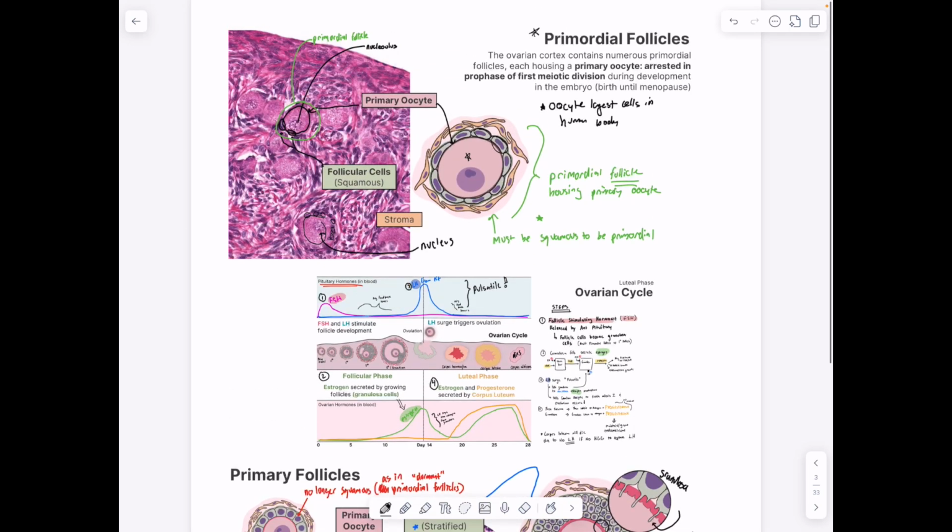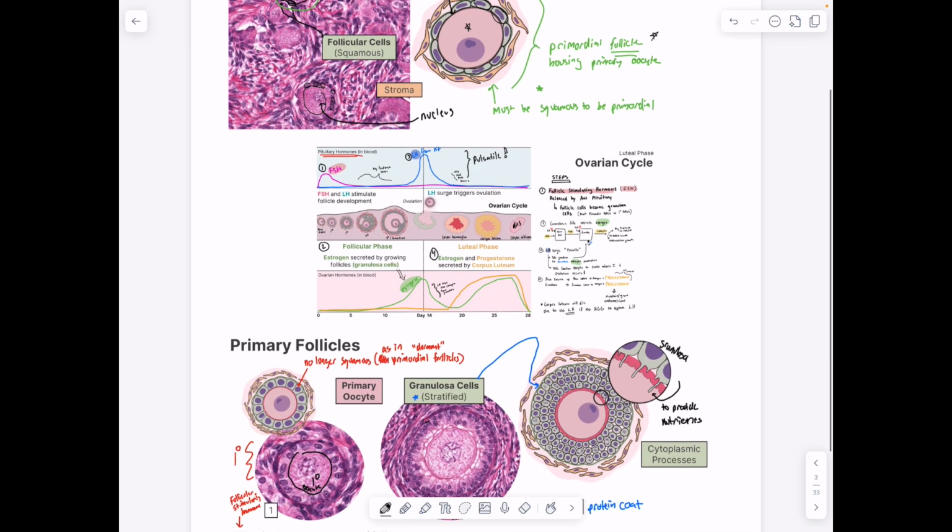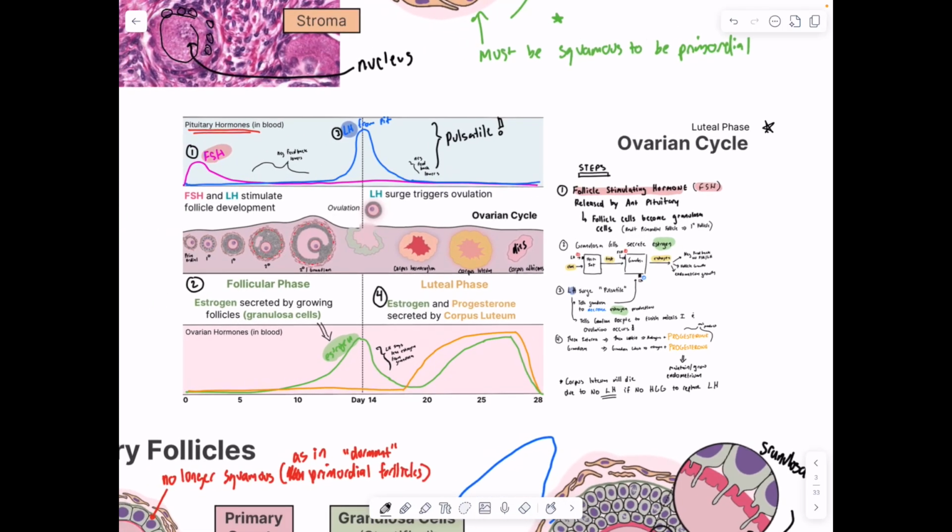So anyways, what takes you from primordial to primary follicle? Well, we already said it is the first step of our ovarian cycle. And so you may recall that the pituitary releases FSH and LH in a pulsatile fashion, all right?